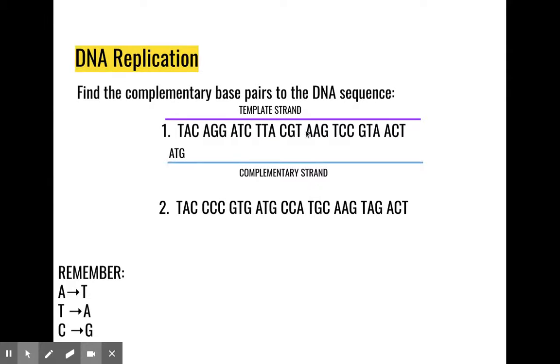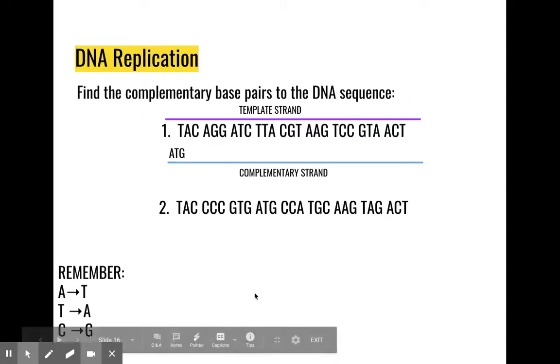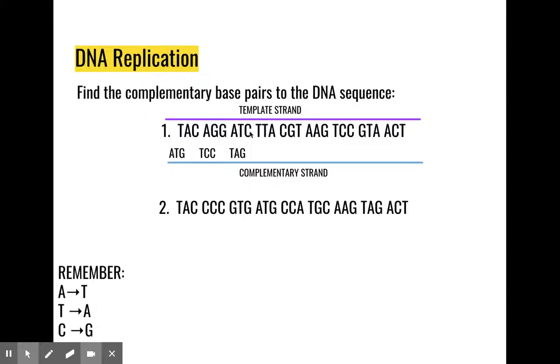And we can do that the same for every single one of these nitrogenous bases or nucleotides. So AGG is going to pair with TCC, ATC is going to pair with TAG, so A pairs with T, T pairs with A, C pairs with G. TTA becomes AAT, CGT becomes GCA, AAG becomes TTC, TTC becomes AAG, GTA becomes CAT, and ACT becomes TGA. So this is a little example of how we can base pair these nucleotides together.